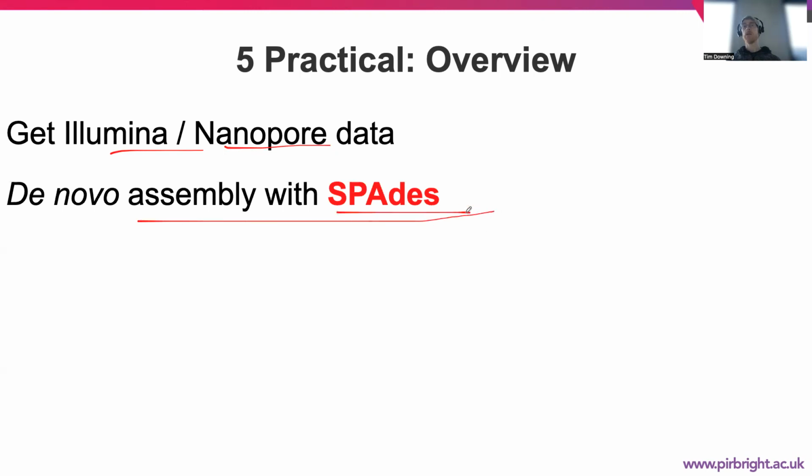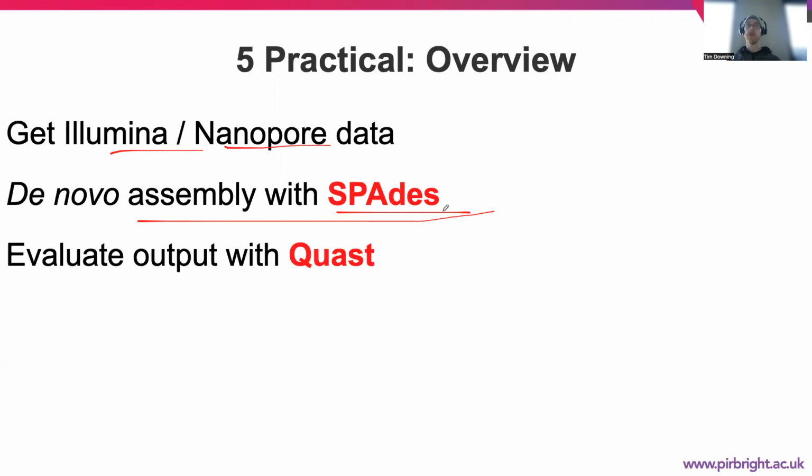SPAdes can tolerate short and/or long reads. It works well with these, and there's a variety of features that allow different types of assembly depending on what you're looking at. So it's actually quite applicable to viruses, bacteria, fungi, simple eukaryotes, and longer eukaryotic genomes as well.